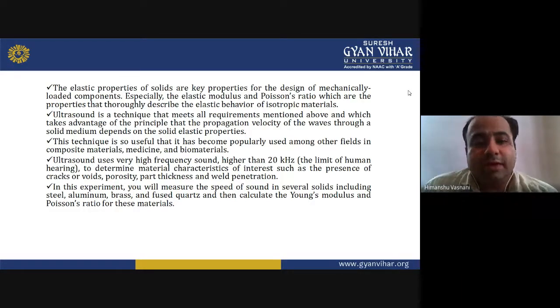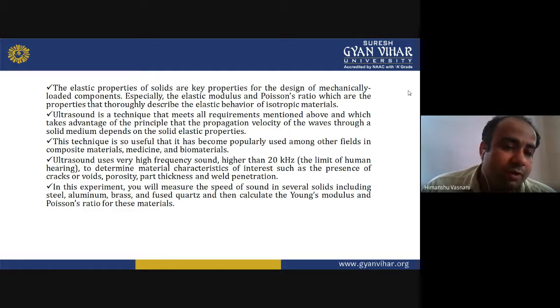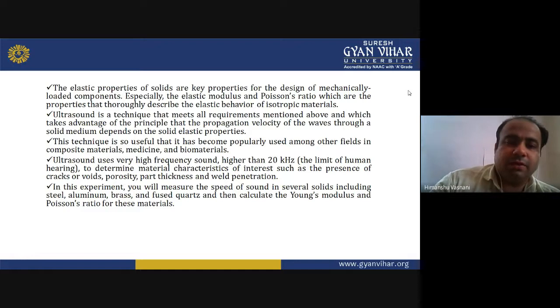Ultrasound uses very high frequency sound, higher than 20 kilohertz, the limit of human hearing. It is used to determine material characteristics of interest such as the presence of cracks or voids, porosity, part thickness, and weld penetration.